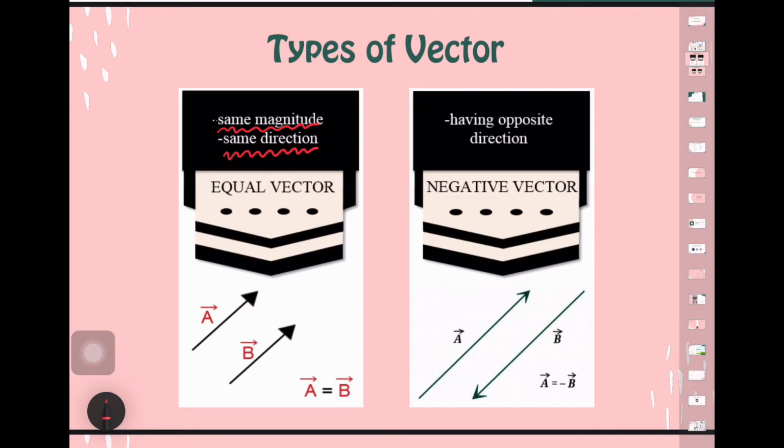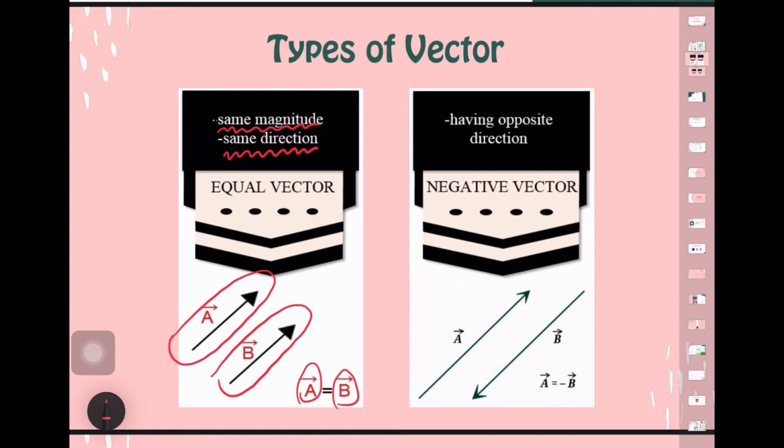So, bila dua vektor ni, contohnya A dan B ni mempunyai magnitude dan direction yang sama, kita katakan yang A is equal to B. Okay. So, A dengan B mesti mempunyai magnitude sama, direction pun mesti sama. Baru kita kata both of them are equal. Then we have negative vector.